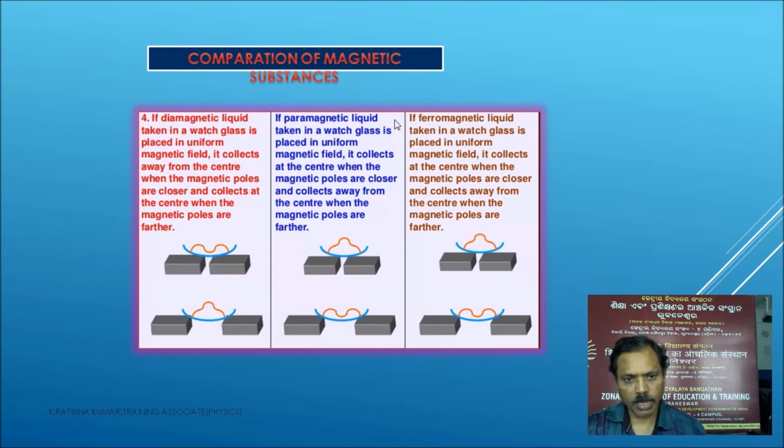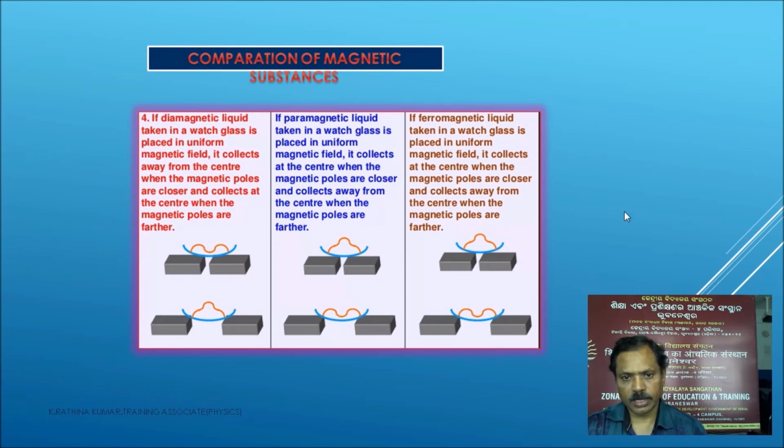Similarly, in the case of paramagnetic liquids, when the poles are closer, the behavior is just opposite to the diamagnetic one. So this is a paramagnetic substance. When the paramagnetic liquid is kept far away, a depression takes place, just opposite to diamagnetic liquids. And for ferromagnetic liquids kept in the watch glass, depression and elevation take place. So in this case, para and ferro are both the same.